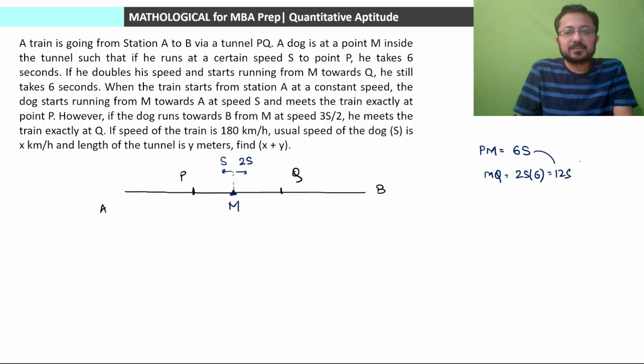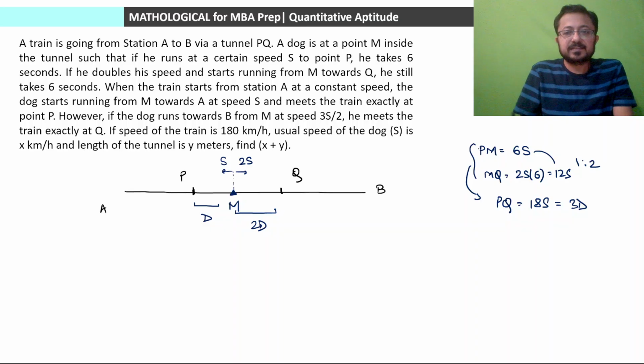रेशियो क्या आ गया हमारा स्पीड्स का? 1:2. यानी कि PM is to MQ, that is 1:2. Isn't it so? So PM को assume कर लेते हैं. Let us say if this is equal to D, so MQ this will be equal to 2D. Total distance PQ will be 3D. PQ will be 18S, 6S plus 12S और 3D.